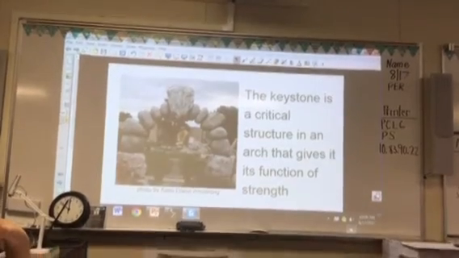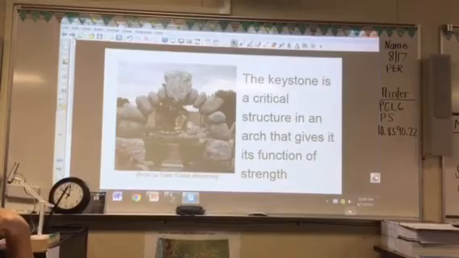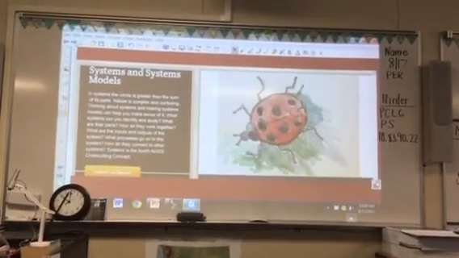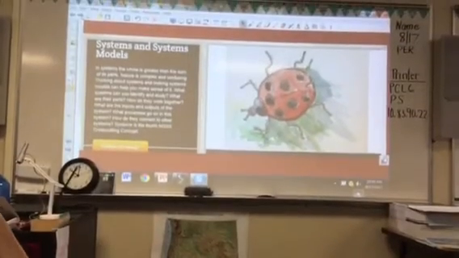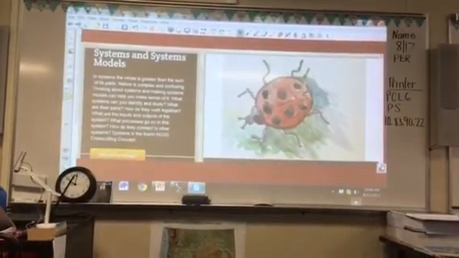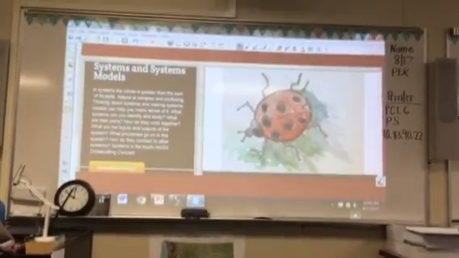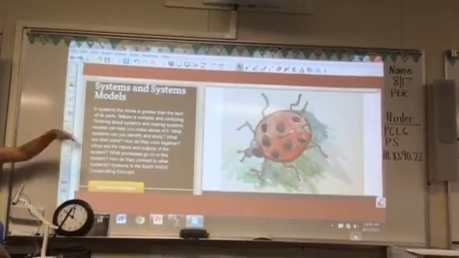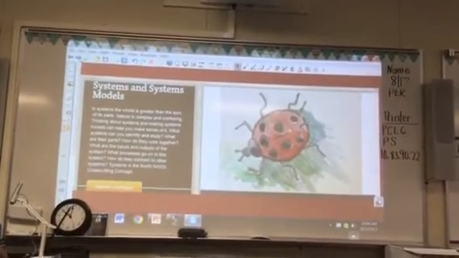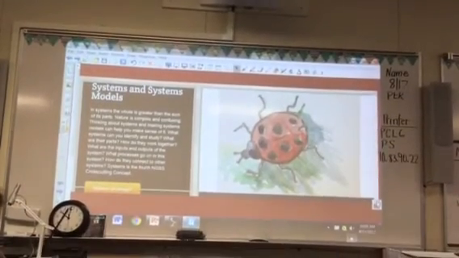All right, get ready for the next cross-cutting concept. Our next concept is called systems and systems models. Please repeat that. Systems and system models. All right, so in systems and systems models, it says in systems the whole is greater than the sum of its parts. Nature is complex and confusing. Thinking about systems and making systems models can help you make sense of it.